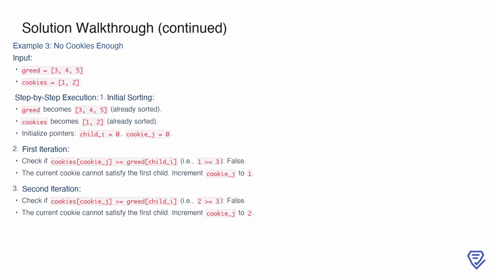Since 1 is less than 3, this cookie cannot satisfy the child, so we increment cookie_j to check the next cookie. In the second iteration, we see if the next cookie of size 2 can satisfy the first child's greed of 3. Again, 2 is less than 3, so this cookie also cannot satisfy the child. We increment cookie_j once more, but there are no more cookies to check.